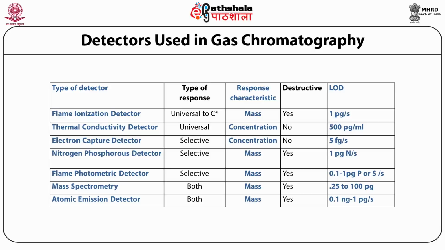The nitrogen phosphorus detector, as the term implies, responds selectively to most organic compounds that contain nitrogen or phosphorus, and it is also mass dependent. Then we have the flame photometric detector, which is selective, and next listed is the mass spectrometric detector, which is mostly universal with a few caveats. It is also mass sensitive, and its LOD can be anywhere from 0.25 to 100 picograms.